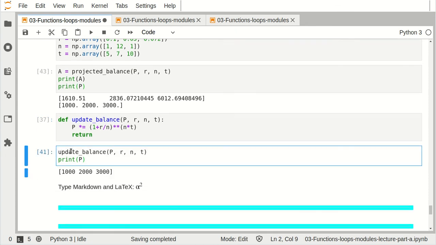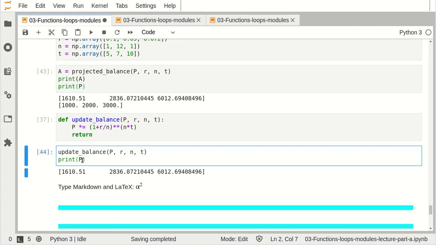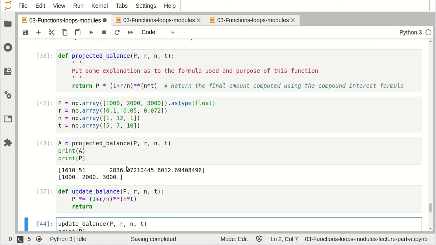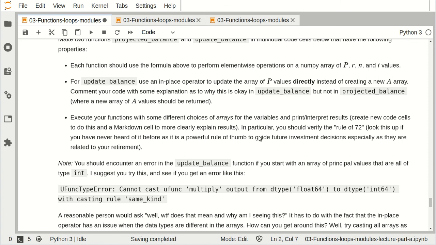So now when I call this, notice I'm not returning anything. I'm not assigning any values. Look what happens when I print the P value. That is what this A value was above. It's the same thing because it just updated P in place. Those values just got stored over it. So this is, again, something that you should explain, what's going on.